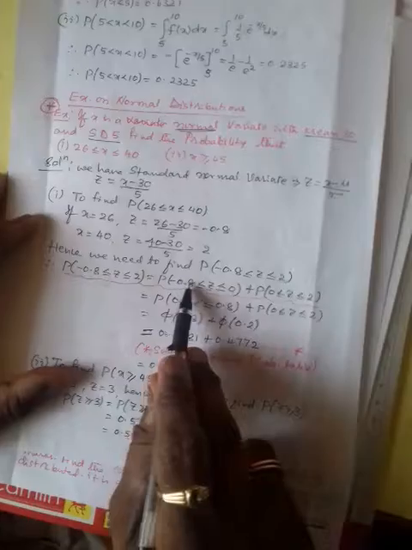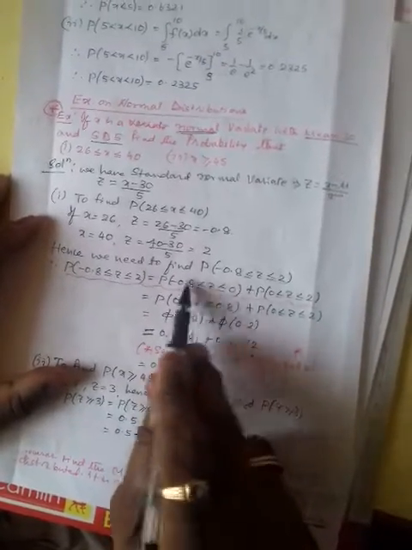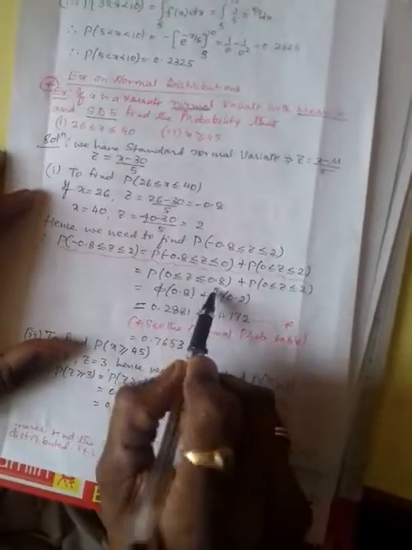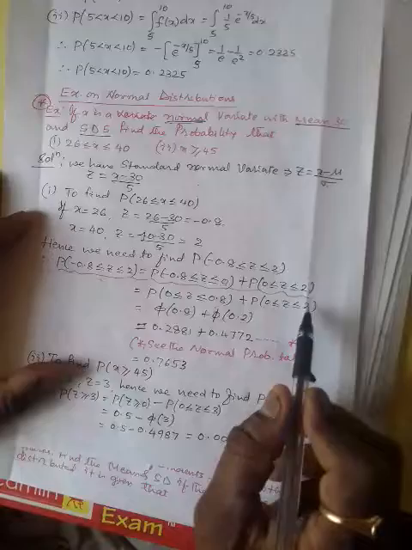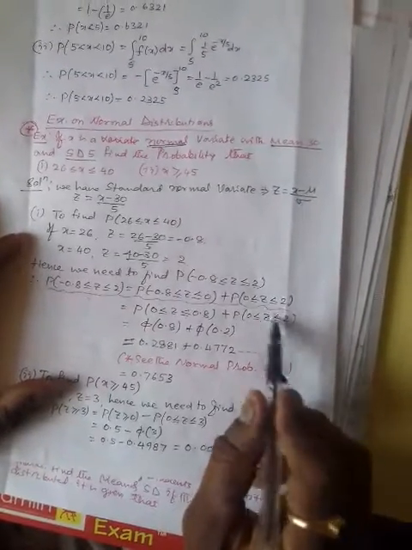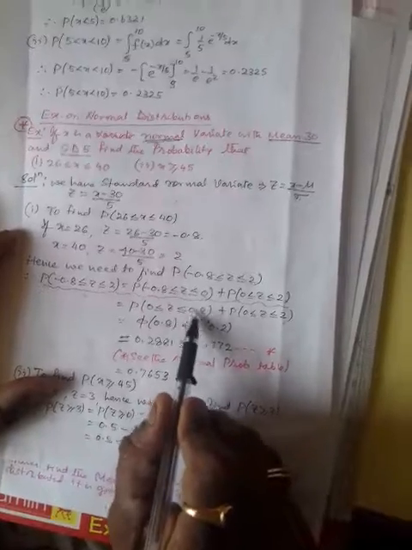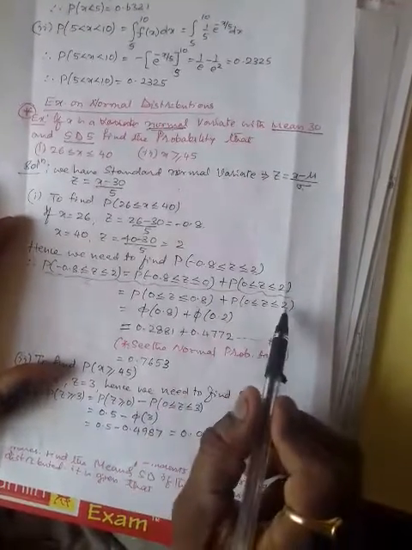Refer how the negative condition will be changing into positive condition. Though the inequalities are same, the terms will be interchanged. Plus P of 0 is less than or equal to z less than or equal to 2. There is no change here. Therefore, phi of 0.8 plus phi of 0.2.